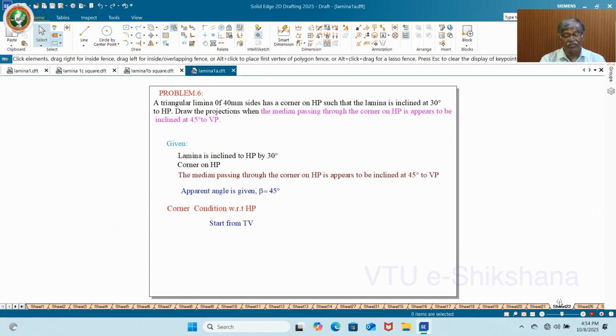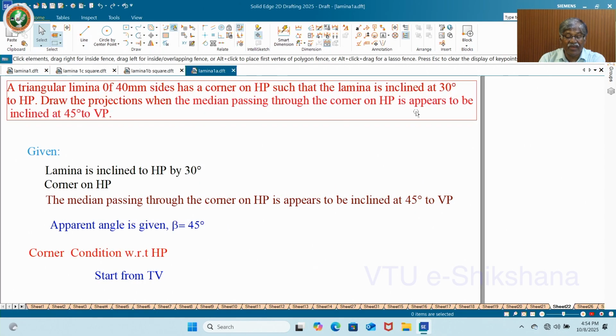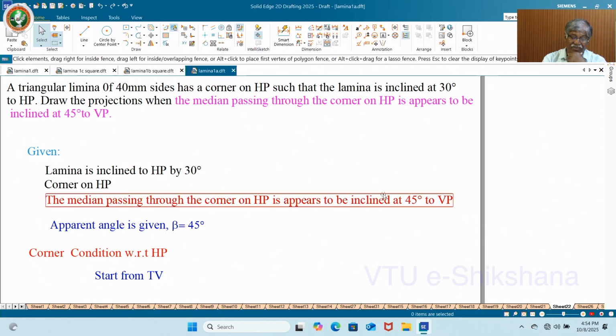Okay, many times people get confused about when to take beta. Suppose they say appears to be. See here I have given a statement, appears to be inclined at 45 degrees. I added this statement, the words appears to be. In that case, beta is given. So it looks like that finally. The actual value will be less. Let us not worry. Whatever he has given, you take.